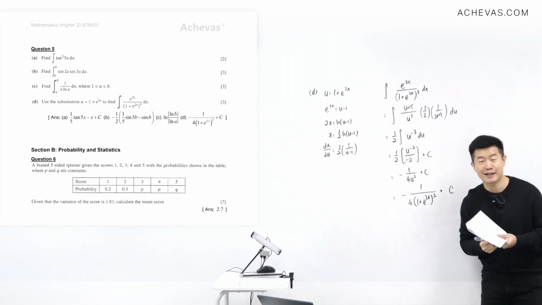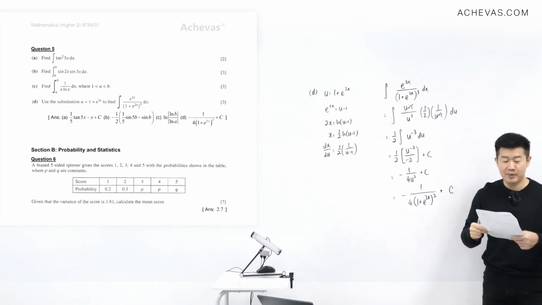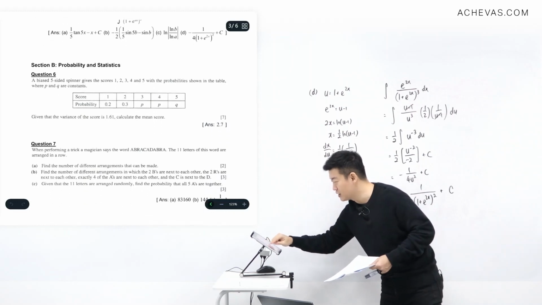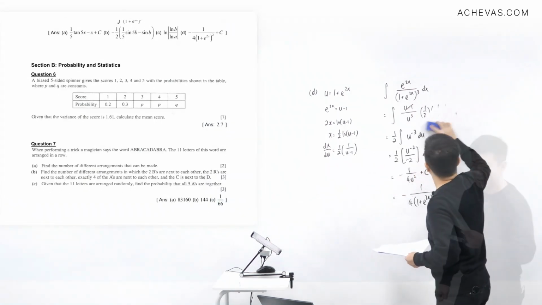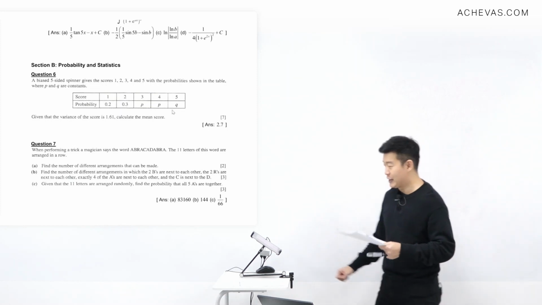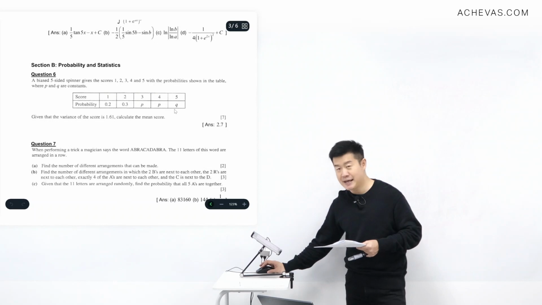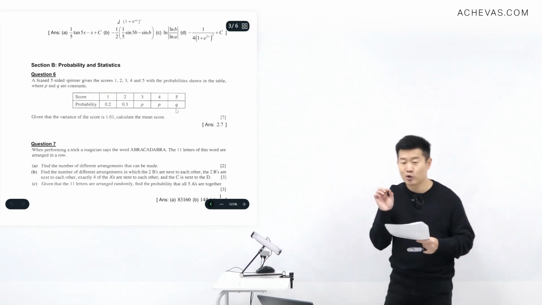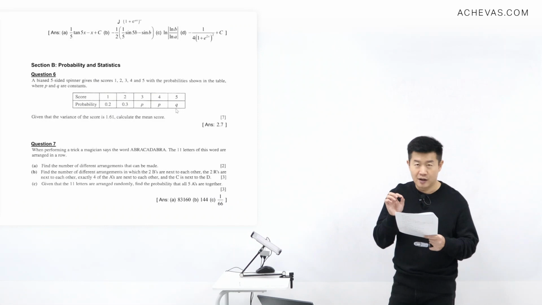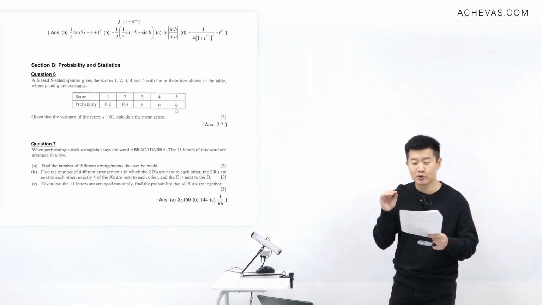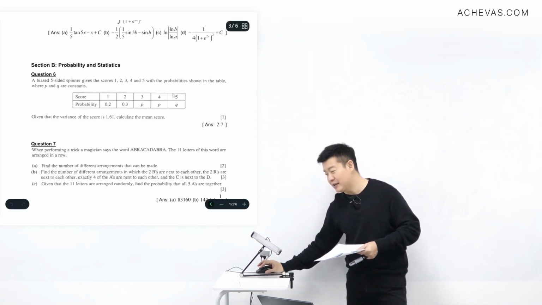Okay, we have already finished section A. Let's move on to section B, which will consist of all the statistics. So section B here, question number 6. In this question, we are supposed to calculate the mean. In order for us to calculate the mean, we would need to solve for p and q. Let's make use of the first clue that is given to us by the question. There's actually one very obvious clue, which is the fact that the variance of the score is equal to 1.61. But the very first clue that I'm going to work on is the fact that I am given a table that consists of all the possible outcomes.